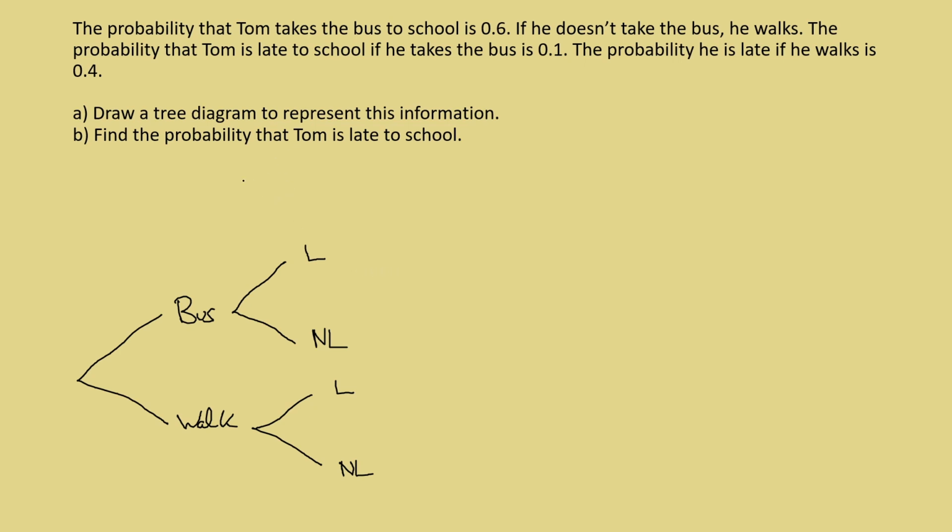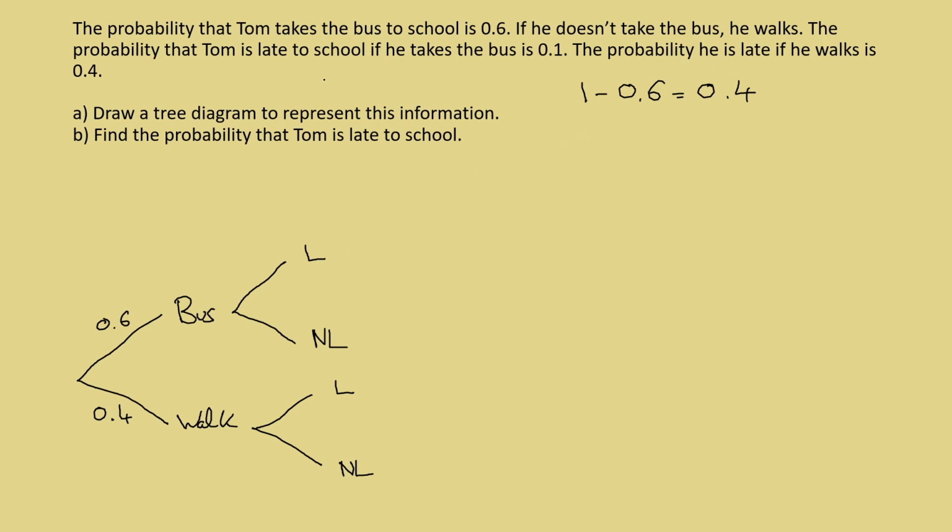So the question says, probability that Tom takes the bus to school is 0.6. Therefore, here we write 0.6, right? Probability of getting the bus. Then it says if he doesn't take the bus, he walks. So in order to find out the probability that Tom walks, we have to do 1 minus the other probability, okay? Because the probabilities need to add up to 1. So in this case, 1 minus 0.6 should give us 0.4. So the probability of him walking is 0.4. Okay. Now let's move on to the second branches.